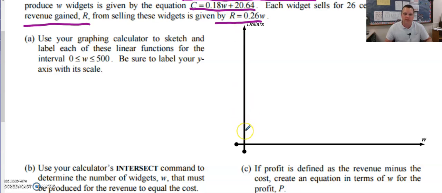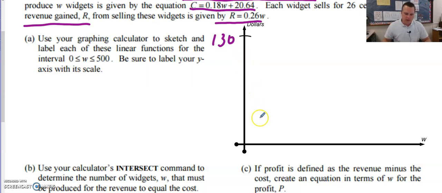Okay, so that had a starting point of 20.64 and an ending point of 110.64. When I did R as 0.26W, it had a starting point of 0 and an ending point of 130. So I'm going to label this one. Why don't we label this like 1? You can label it 130 if you want. 130, 140, 150, anything at all.